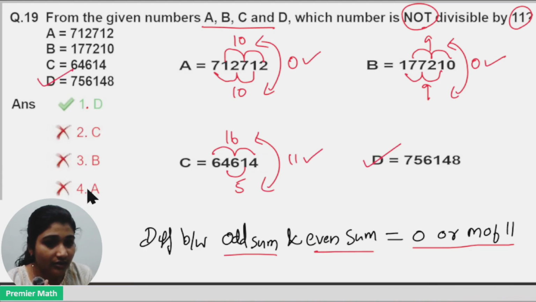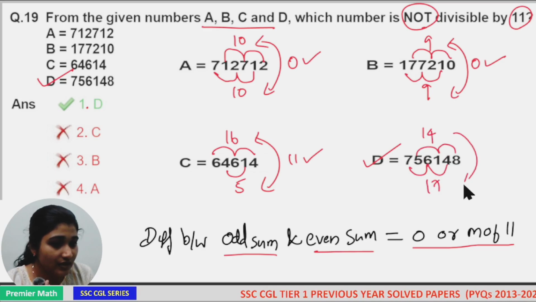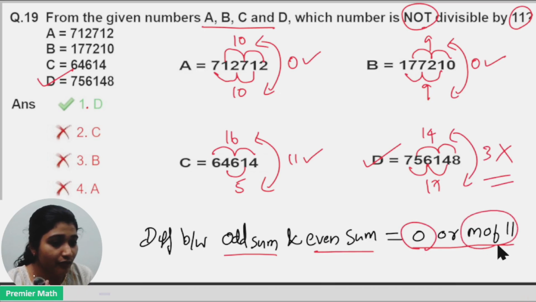Now we need to check the fourth one. But here 8 plus 1, 9. 9 plus 5, 14. Here it is 4 plus 6, 10. 10 plus 7, 17. The difference is only 3, not divisible by 11. The difference should be 0 or a multiple of 11.